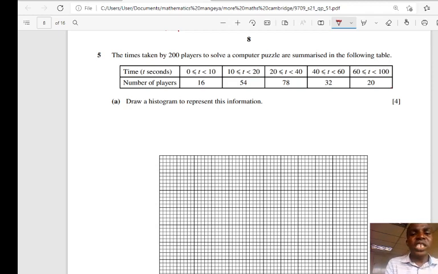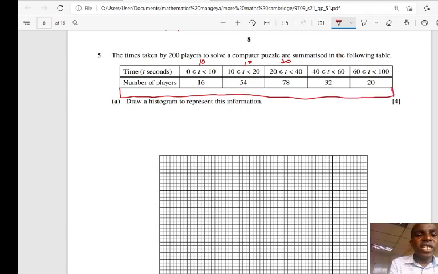Right, so in this case, let's check. Class width from 0 to 10 is 10 minus 0, which is 10. 10 to 20 is 20 minus 10, which is 10. 20 to 40 is 40 minus 20, which is 20. You can see the class width is now different, so you have to calculate frequency density here. So if I add another row here for frequency density, which I can write FD. How do you calculate FD?